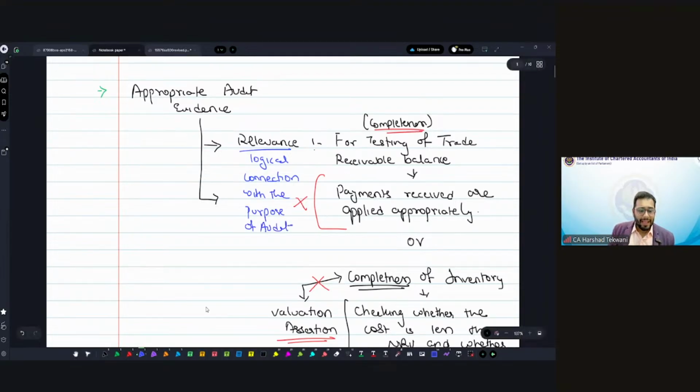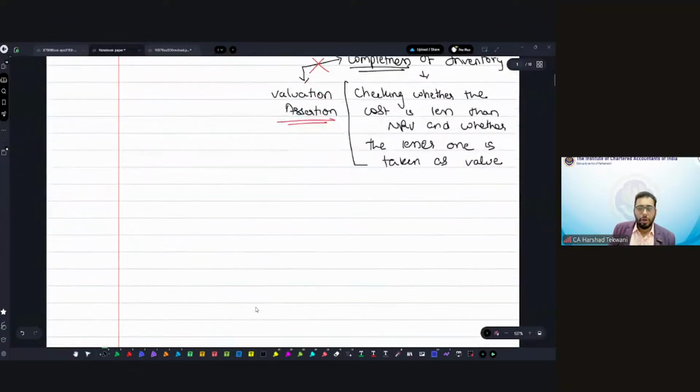And the second important part that we need to understand of appropriateness: one was relevance, the second is reliability. Now, let's say, for example, we know that the management representation letter is not that reliable. But what is the reason why we say that it is not that reliable?